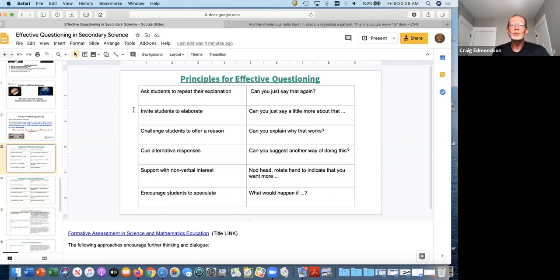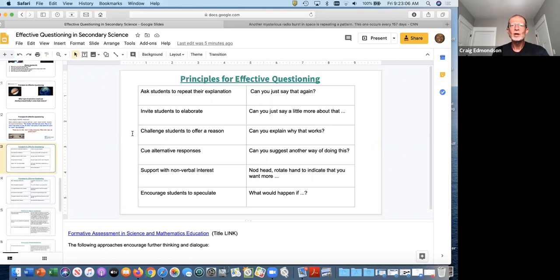Ask students to repeat their explanation. Ask for clarification. Now, if they come across with a thought to show that they truly understand the concept, ask them to clarify it and ask it in another way. Can you just say that again? Can you repeat that? Can you explain that further? That provides for deeper thought. Invite students to elaborate. What do you mean by that? Can you say a little more about that? What brings you to that conclusion? Again, guiding questions that are going to ask students to go into deeper thought with those.